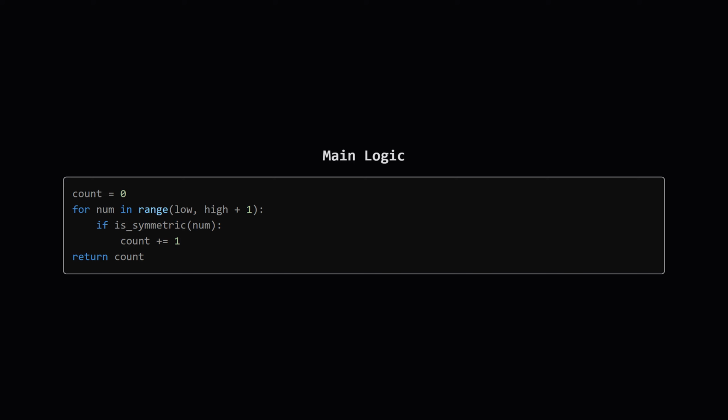We start by initializing a counter variable, let's call it count, to 0. Then, we just loop through all the numbers starting from low up to high. Remember that Python's range function goes up to, but doesn't include, the end value, so we need to use high plus 1 to make sure high itself is included in our check. Inside the loop, for each num, we call our is_symmetric num function. If it returns true, meaning the number is symmetric, we increment our count. After the loop finishes checking all the numbers, we just return the final count.